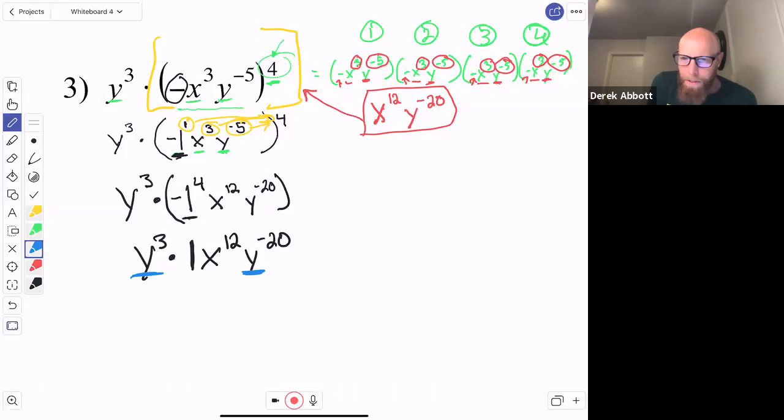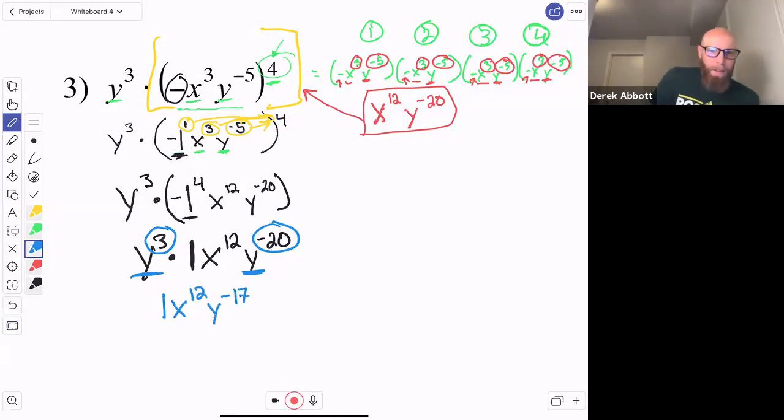So if the bases are the same and we're multiplying across on the same level, our rule of thumb: add the exponents, right? So then I'm going to have a 1 x^12 y^-17. Okay, so that's really the answer there. But now the other piece of this is negative exponents.